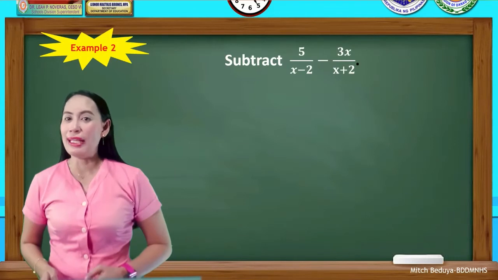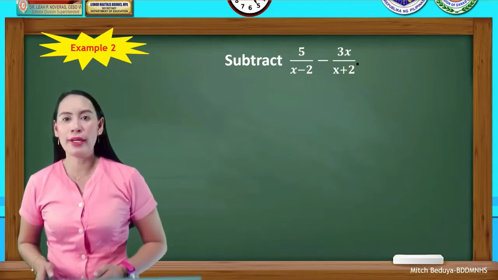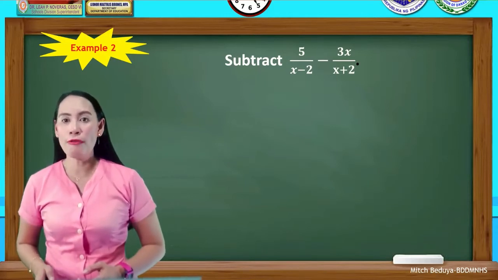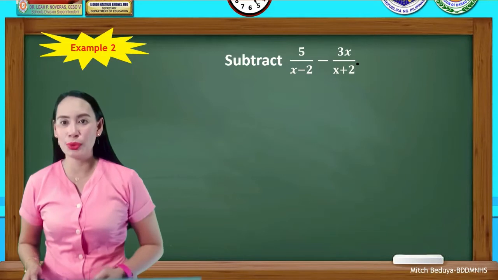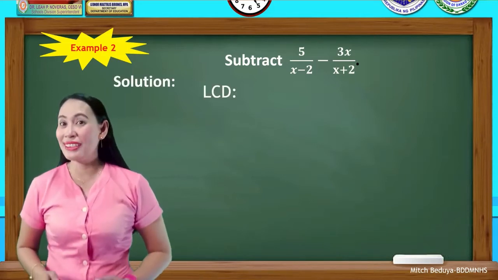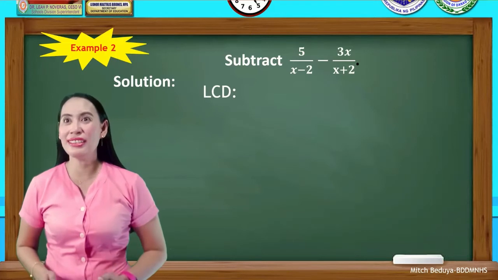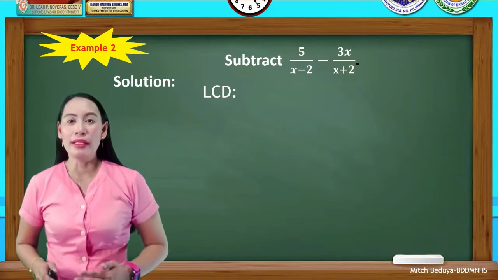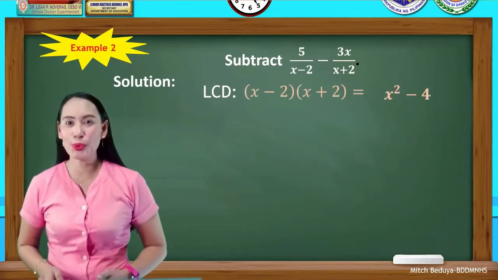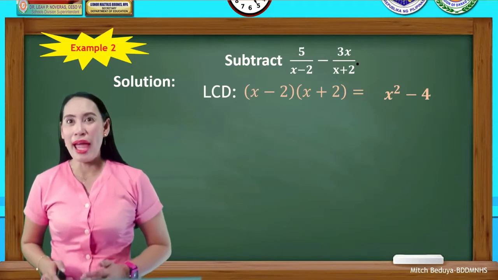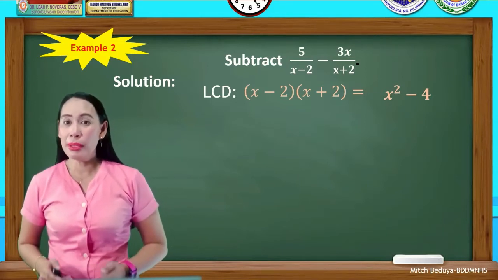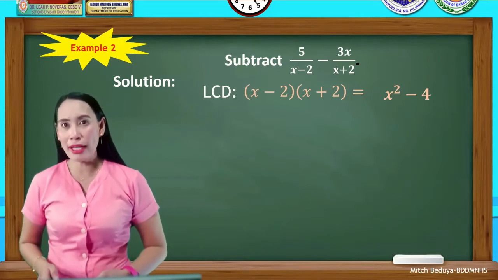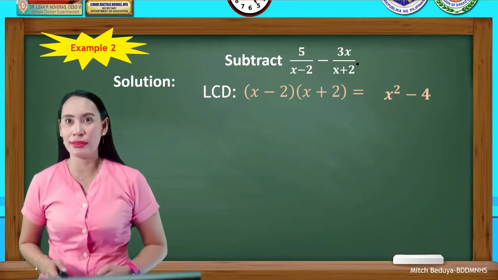Example number 2, subtract 5 over the quantity of x minus 2 minus 3x over the quantity of x plus 2. What is the LCD? The LCD is equal to the quantity of x minus 2 times the quantity of x plus 2, or equal to x squared minus 4, because the quantity of x minus 2 times the quantity of x plus 2 are factors of the difference of two squares.